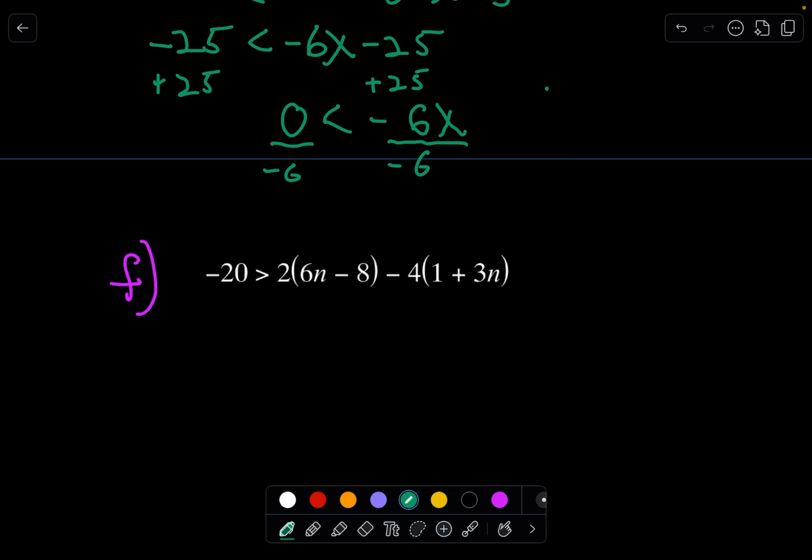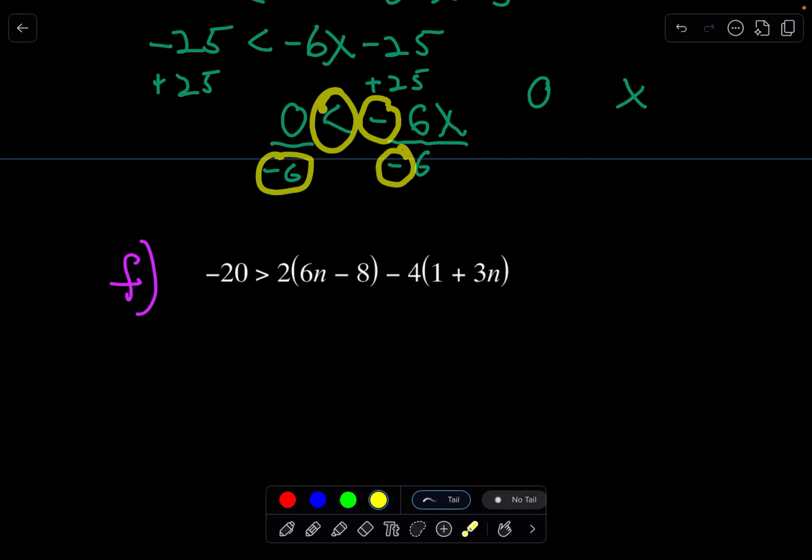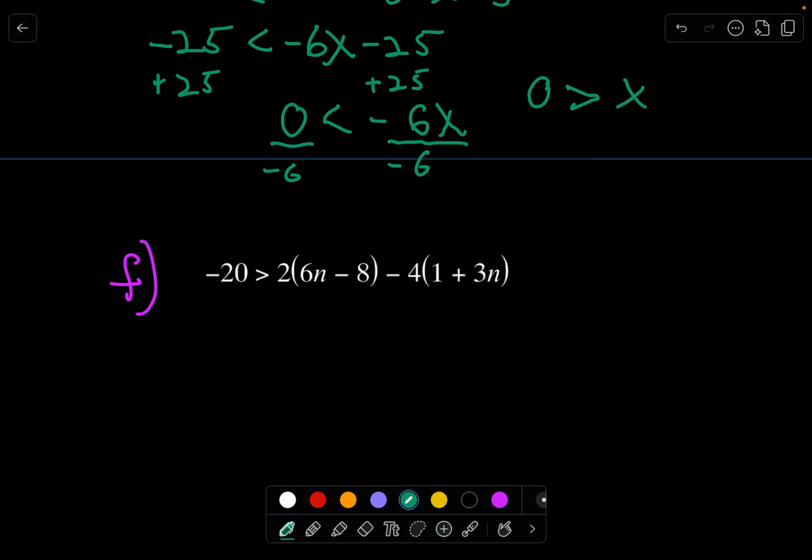But because the number we divide by was negative, because the variable was negative, that means the inequality symbol has to flip directions. So now 0 is greater than x. I recommend switching it so x is on the left. So it's the same thing as saying x is less than 0.